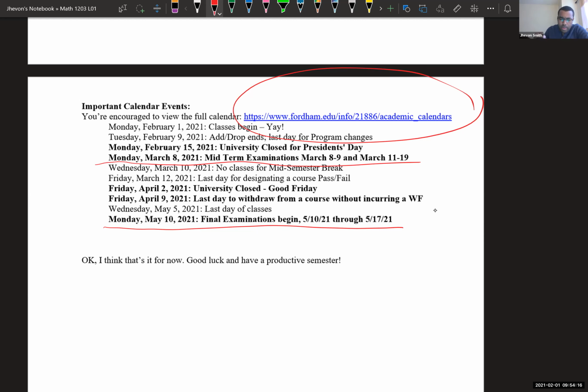Last day to designate pass-fail is March 12th. Last day of classes is May 5th. This also tells you when the university is closed. We started late, so we're not going to have a full spring break. I think in the middle of the semester we just have like 1 day off or something, on like March 10th or something. There's Good Friday, and the last day to withdraw. Hopefully no one does that.